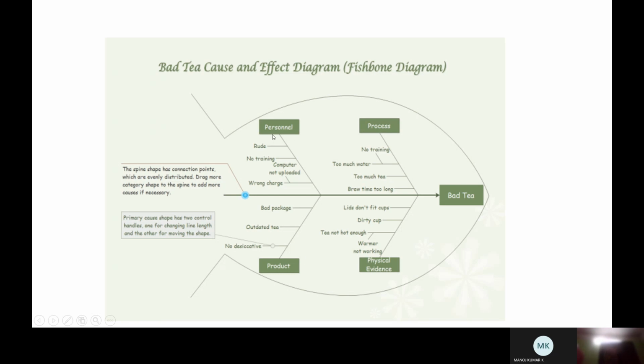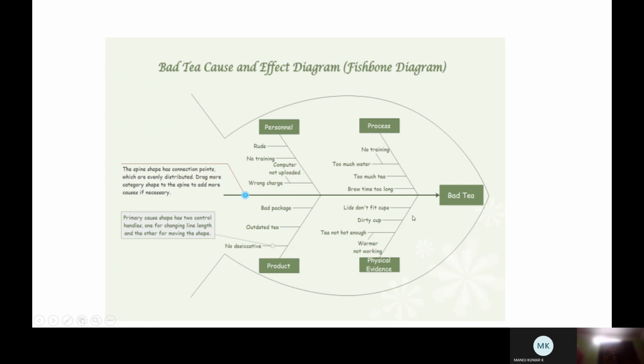One is personal, meaning the man or the tea vendor. Process or method, they use different words. Product, meaning tea is the product here. And then physical evidence. We don't necessarily have to use 5M and 1E, we can use different words. So this way, at least four or five potential causes should be introduced.